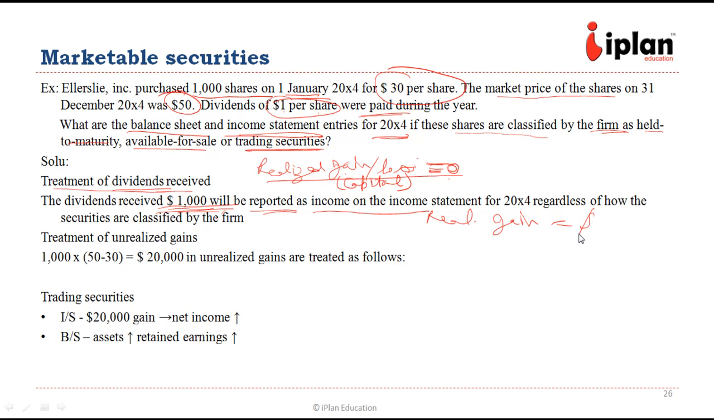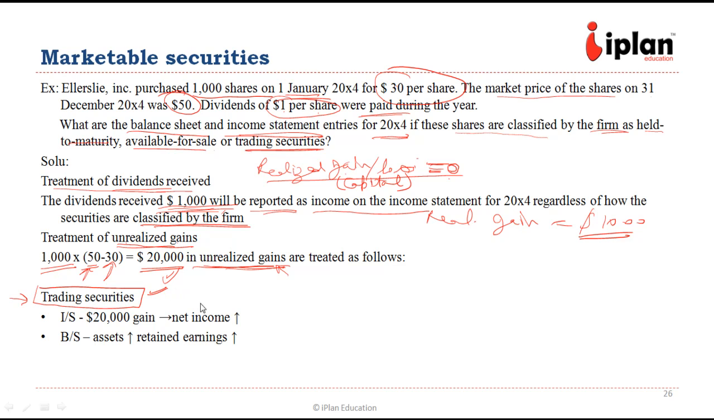So this realized gain of $1000 has to be part of the income statement regardless of the classification by the firm. As we know, the realized gain is going to be part of the income statement in all three categories. Now let us look at unrealized gain. The company has purchased the share at $30. The current market price is $50. So the unrealized gain is $20 per share. There were 1000 shares, so $20,000 is the unrealized gain. That is, if the company plans to sell these securities in the market, the company is going to receive $20,000. That is unrealized gain. Now we know the treatment of unrealized gain is different in different kinds of securities.